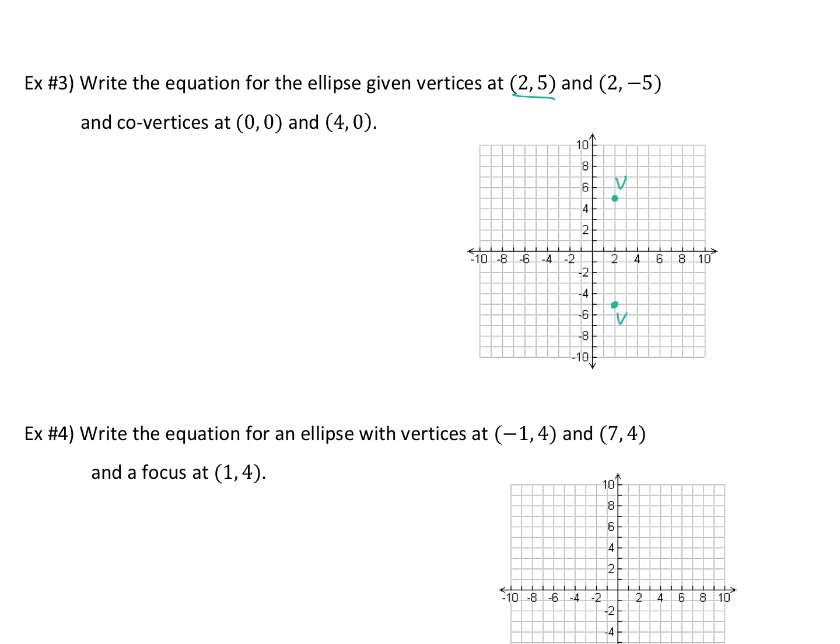Okay. Then it says you have co-vertices at 0, 0 and 4, 0. So our ellipse looks like this. Okay. We need to know the center to be able to write the equation. Do you guys see where the center is?